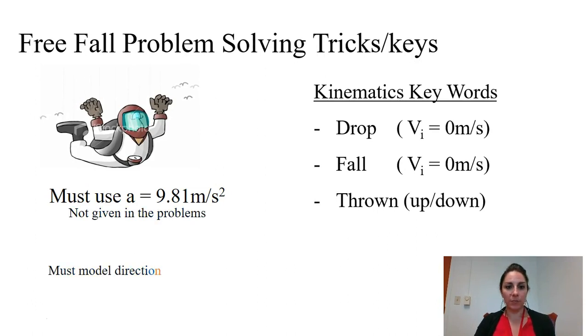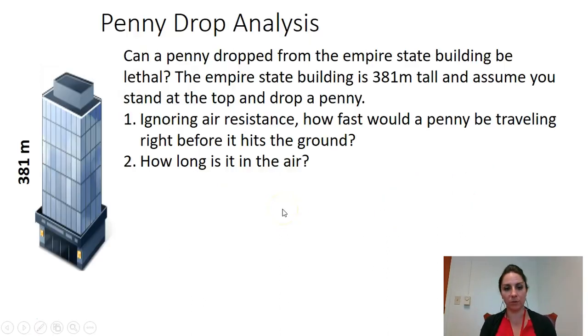This is kind of repetitive, so I'm just going to move forward. Some keywords: if you drop or if something falls, you can assume the initial velocity is 0. If it's not dropped or fell, you must use the value they give you for a throw up or down. So if you throw up at 5 meters per second, use positive 5 meters per second. If you throw down, then you have to imply the sign, so negative 20 meters per second.